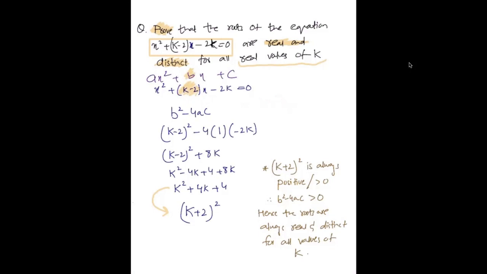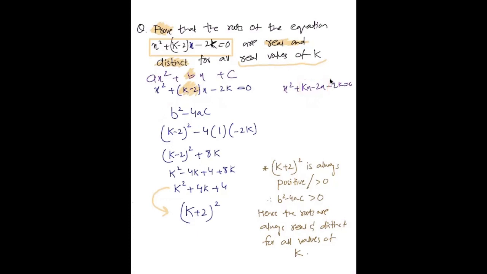Sir, if it will be 2, then what will happen? Where? You are saying that by multiplying the brackets, 2x will come. So x square plus kx minus 2x minus 2k equals to 0. You have to apply the discriminant. What is the value of b over here? What is the value of b? k minus 2. So k minus 2, right?